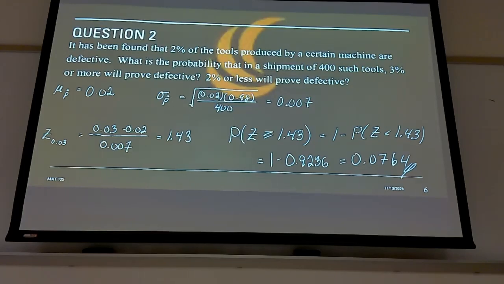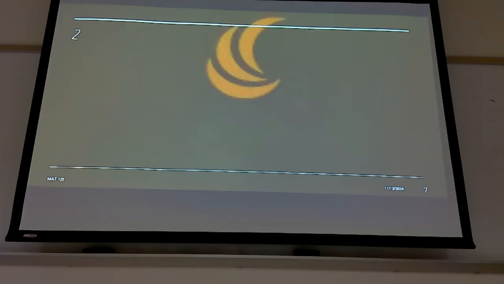2% or less, what's the z-score? What are we trying to find the z-score of? 0.02. Well, that's easy. 0.02 is the mean, so the z-score is 0. So we're looking for the probability that z is less than or equal to 0. You don't even need the chart for this. What is that probability?